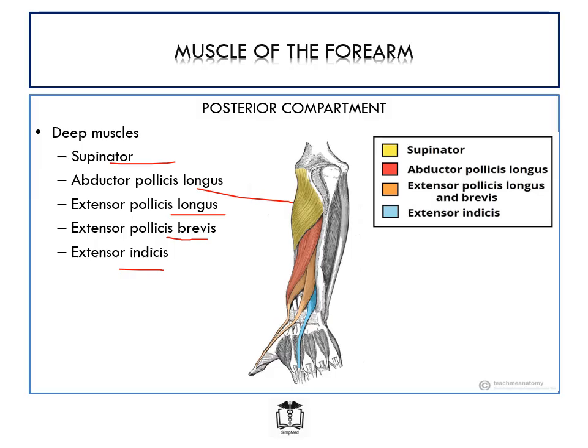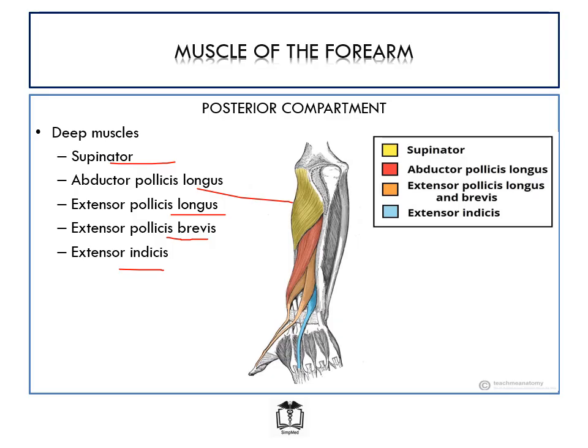Then we have the extensor pollicis longus. This is a muscle also originating from the interosseous membrane and the mid shaft of the ulnar bone. It inserts at the base of the distal phalanx of the thumb. It is involved in the movement of extension of the thumb at the interphalangeal joint.